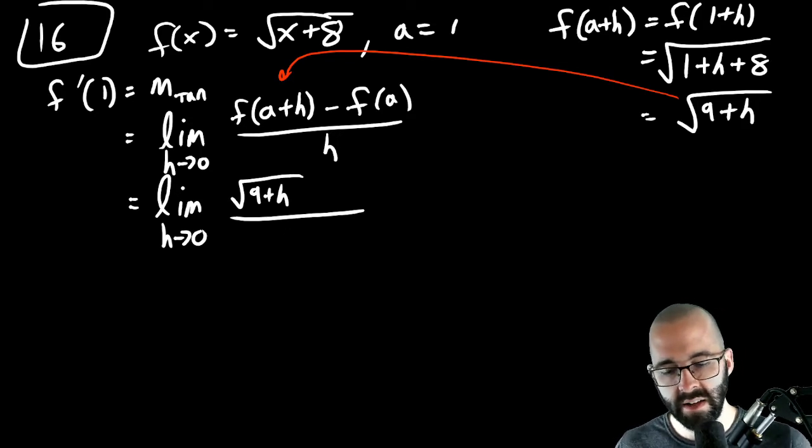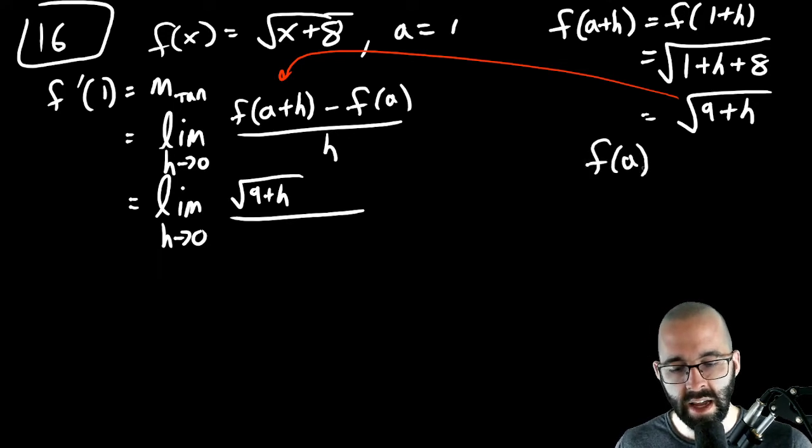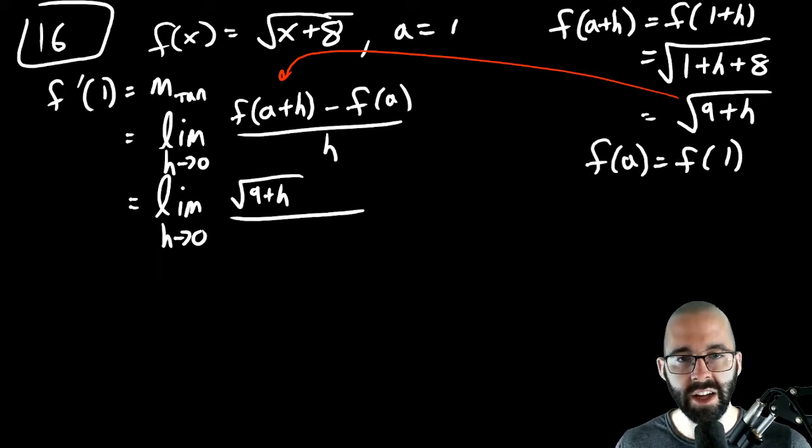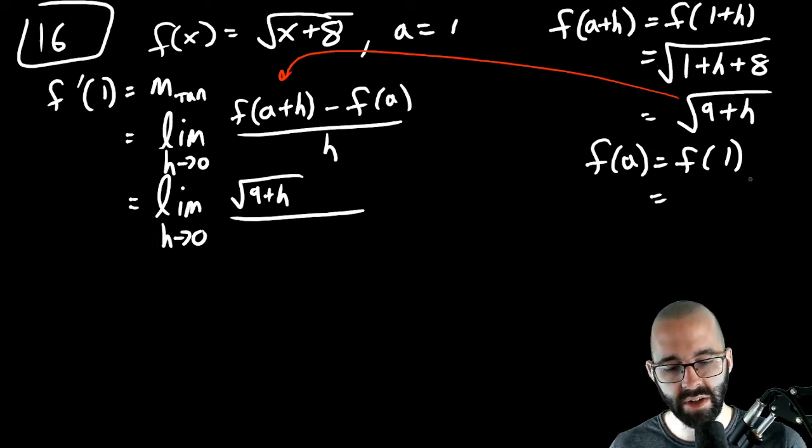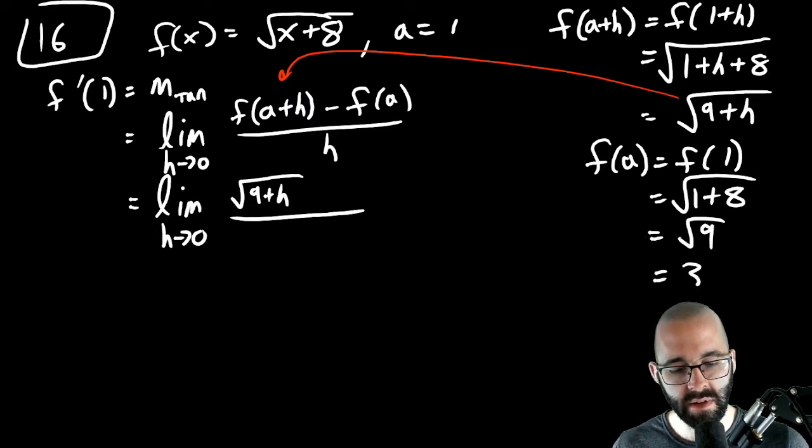What was f of a? A was 1, so this is going to be f evaluated at 1. Plug 1 into this function. That's the square root of 9, which is 3.